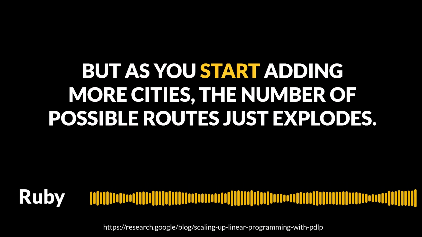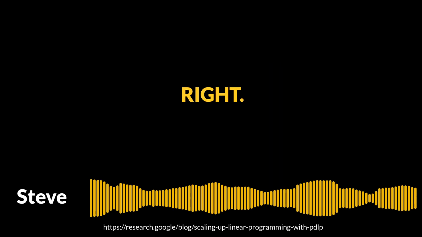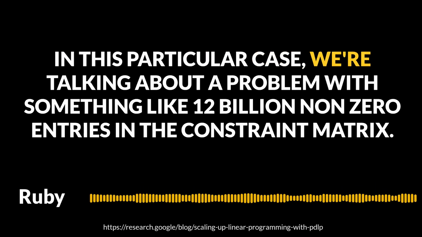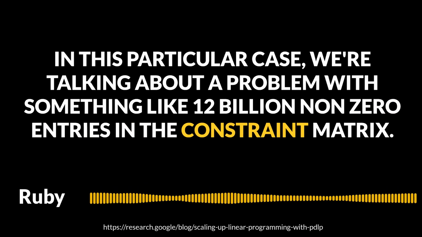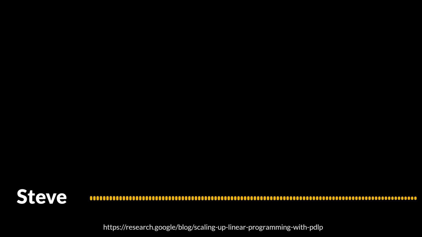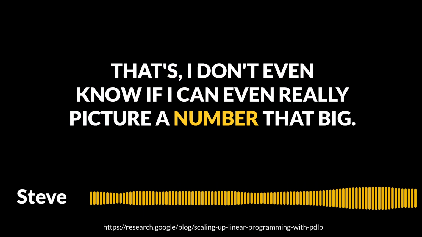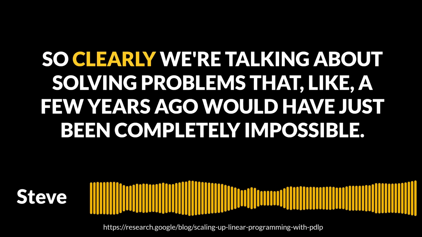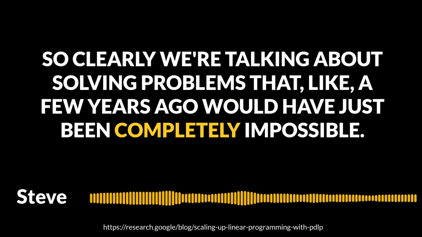Right? But as you start adding more cities, the number of possible routes just explodes. Right. In this particular case, we're talking about a problem with something like 12 billion non-zero entries in the constraint matrix. 12 billion. Okay. Wow. I don't even know if I can really picture a number that big. That's insane.